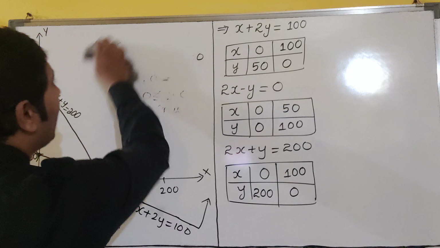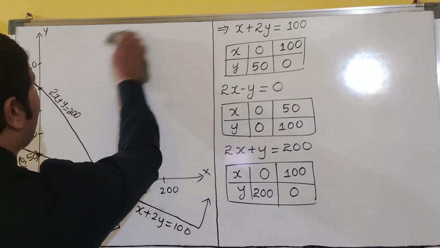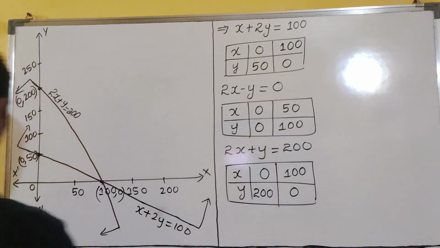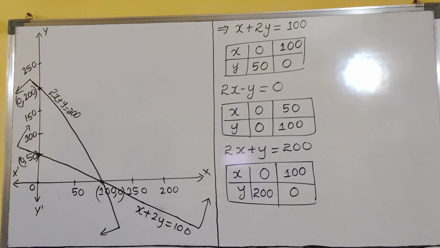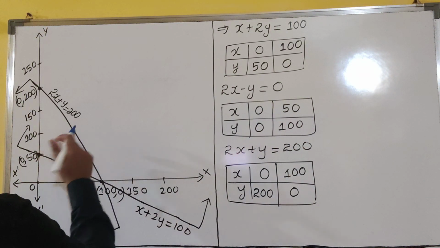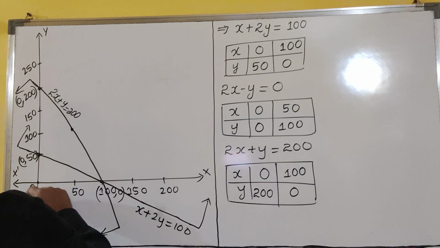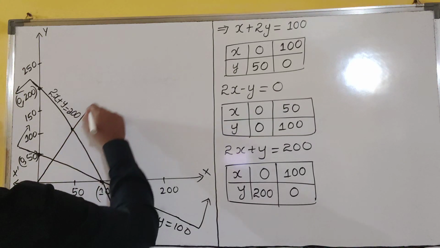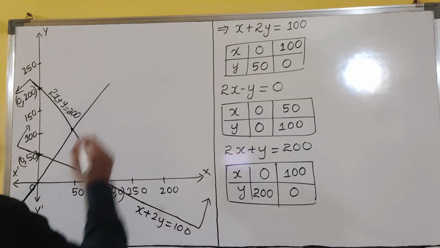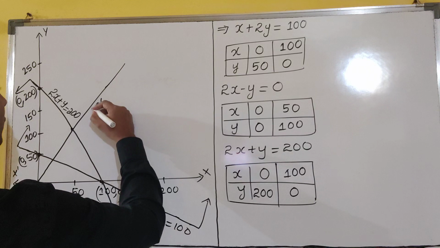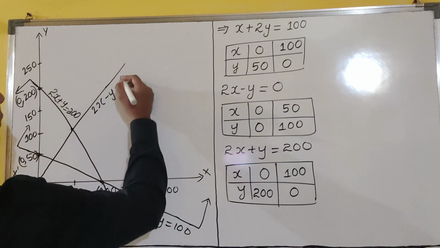Let us check. Now first we will plot the points of that equation. So 0, 0, where it will come, here 0, 0. 50, 100. 50 is here, 100 is here. So that means it will come here. So I will plot this. Now this line is 2x minus y equal to 0.